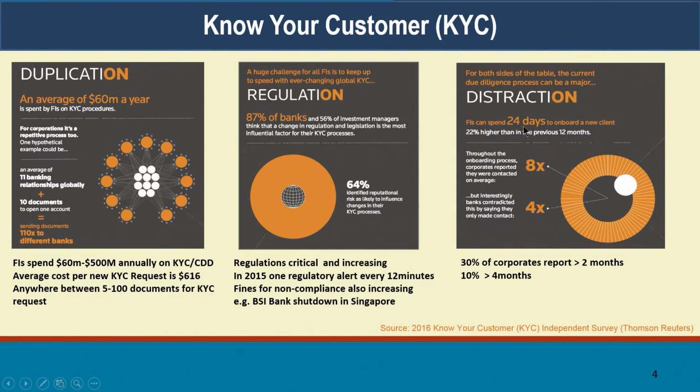So for instance, some of the numbers we have right here. Today, to onboard a new corporate client, on average, it takes about 24 days. Right? That's a huge amount of time and money in today's world. And the cost is 22% higher now than 12 months before. So this cost is also growing with time. And the banks are not getting any benefit for this, right? They're just being compliant. So how can we address this with blockchain?